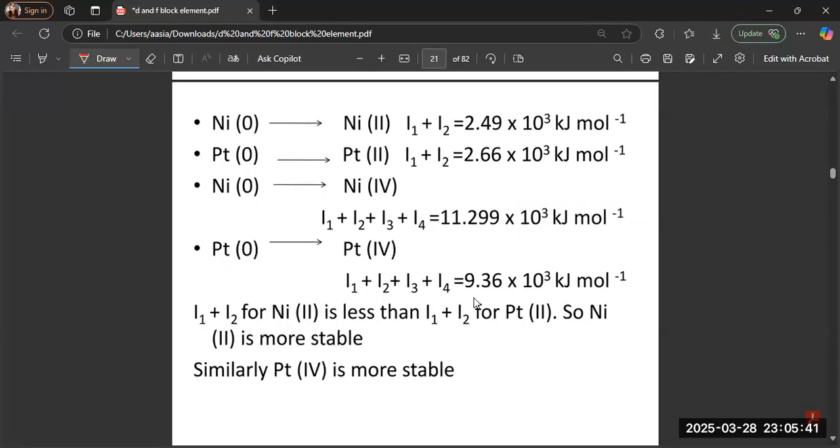Let's see here for nickel. Nickel is being converted from the 0 oxidation state to the +2 oxidation state, right? So it's I1 plus I2, which equals 2.49 times 10 to the power 3 kilojoule per mole. Similarly, you can calculate for various elements. The fourth ionization enthalpy is much higher.